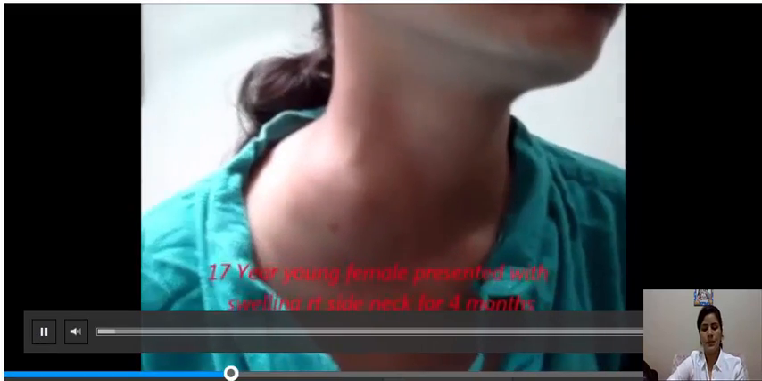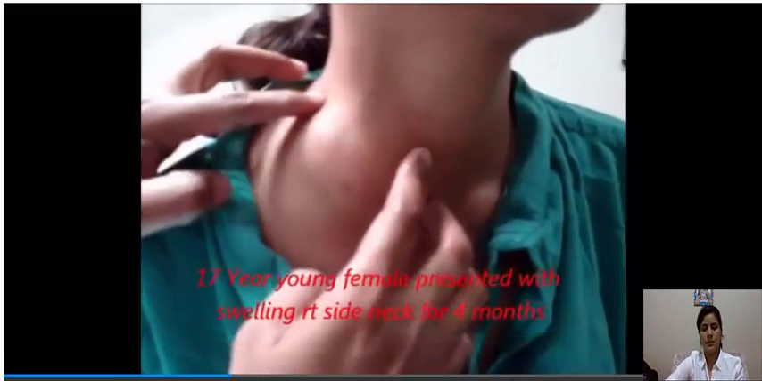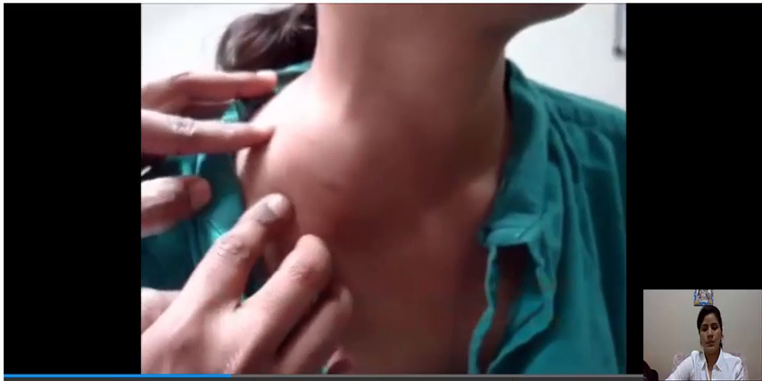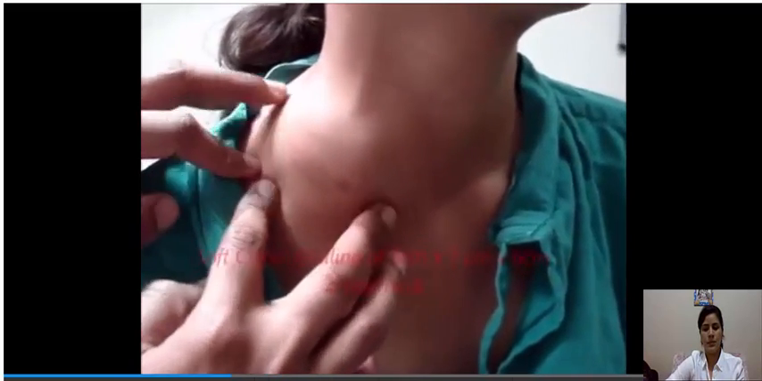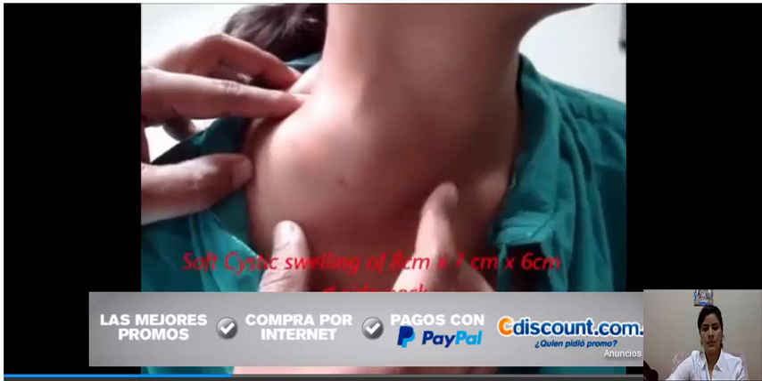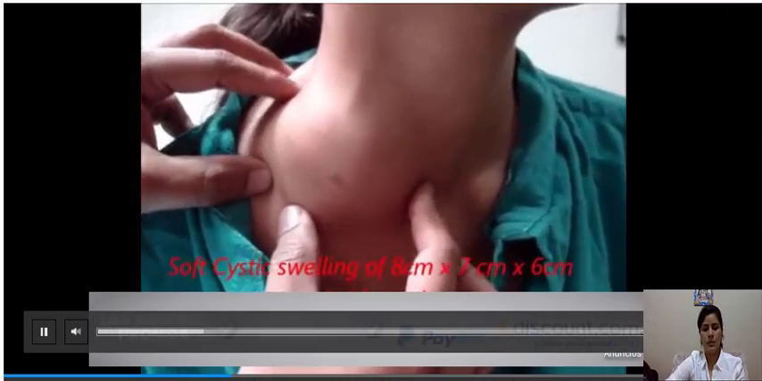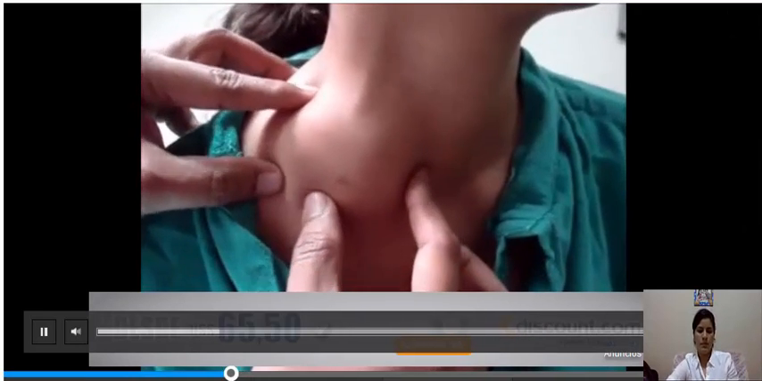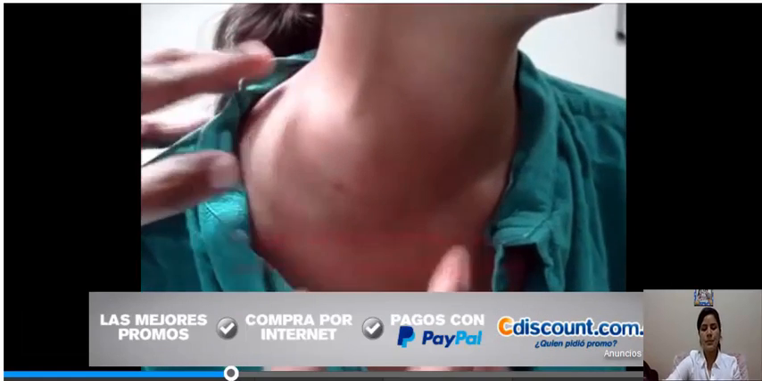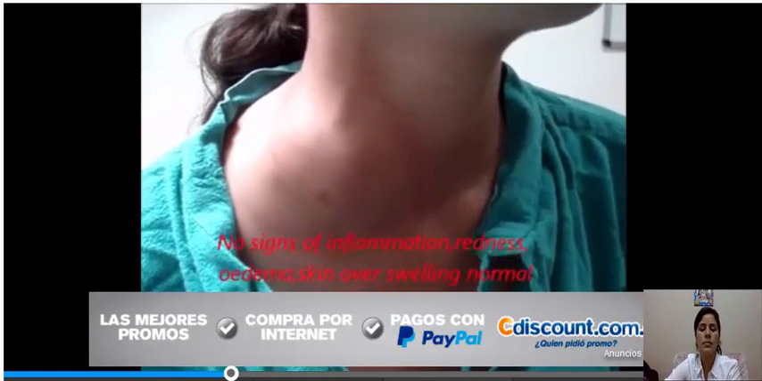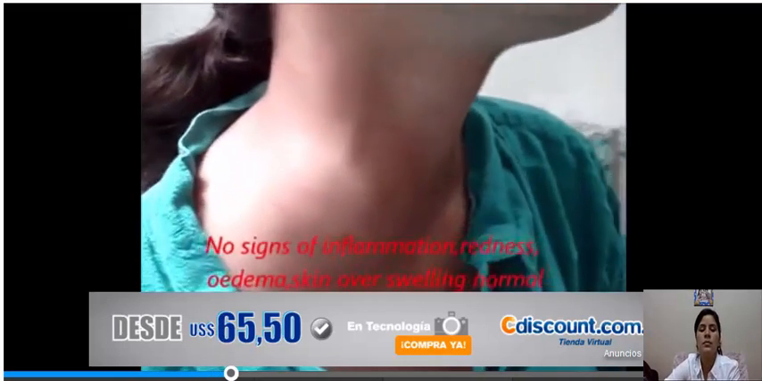This is a 17-year-old girl who presented with large swelling on the right side of the neck for 4 months. She has a history of chronic cough, low-grade fever, and approximate weight loss of around 5%. There is a soft globular swelling of size around 8 cm by 7 cm by 6 cm occupying the right side of the neck.